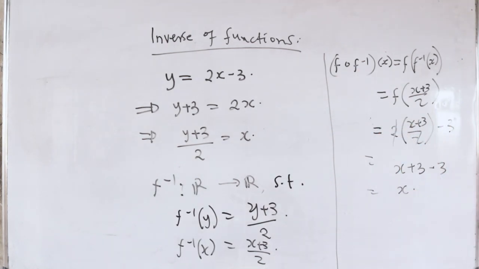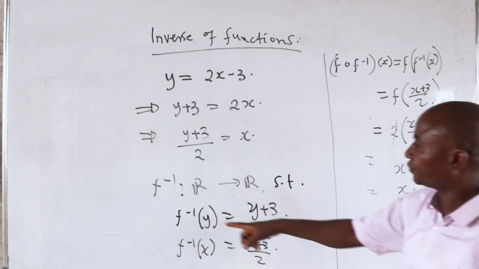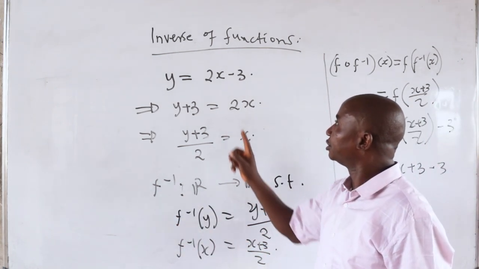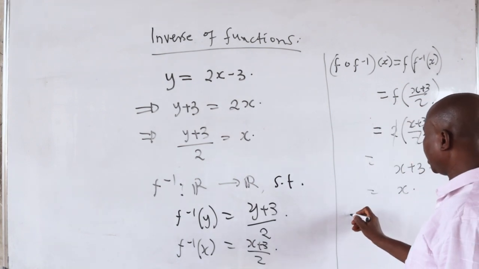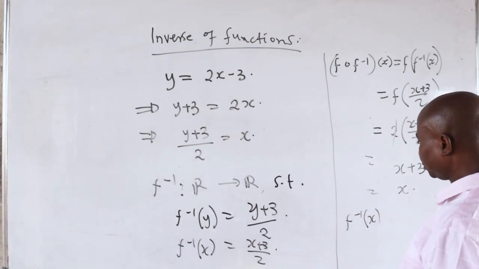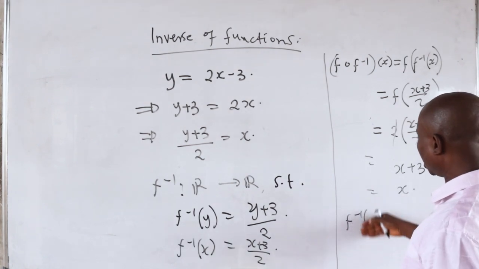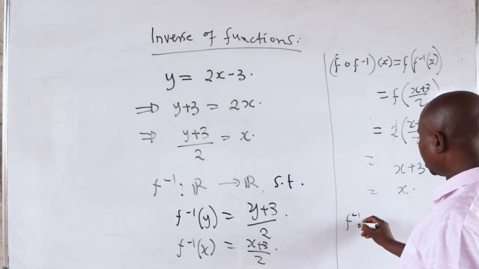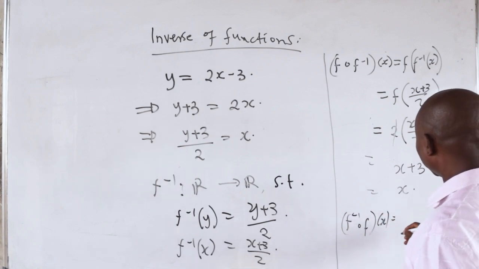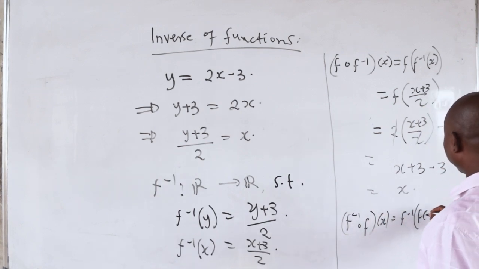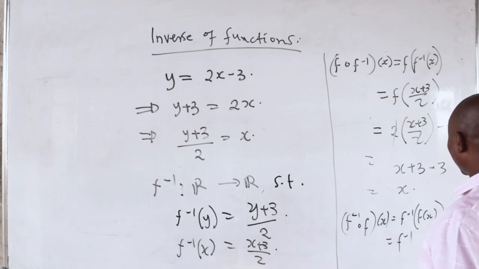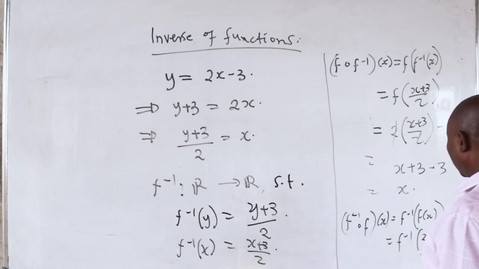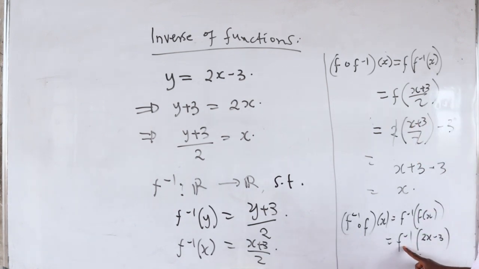We need to do the left composition of f⁻¹ with f and see if we still get x. If we do, then this function so defined is the inverse. So by definition, f⁻¹ composed with f acting on x is nothing but f⁻¹(f(x)), and this is f⁻¹(2x − 3).